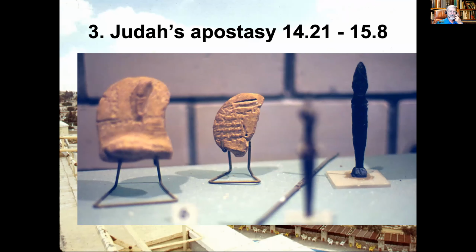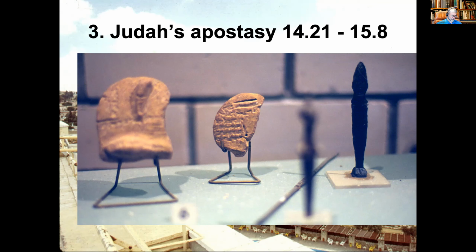Yeah, Judah's apostasy. Here are some idols. Actually, 2 of them are liver flukes and 1 of them is an idol, but they're all idolatry remnants. These are idolatry items found in Israel, in the area that we call Judah. These are found in the Israel Museum in Jerusalem. And they indicate that the people of Judah during the time of the kings were in fact idolaters. These are some of their artifacts.